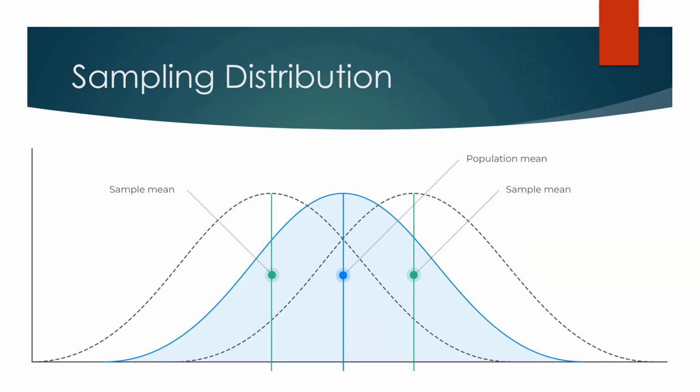And I ideally want my sample to overlap as much as possible with the population. The less they overlap, the more different they are. And I want my sample to be as close to the population as possible, because the closer they are, the better I can generalize, the better I can take my conclusions about the sample and apply them to the population.